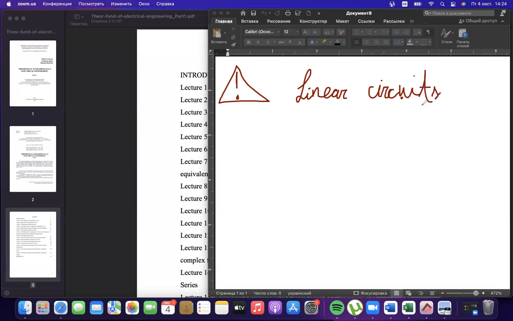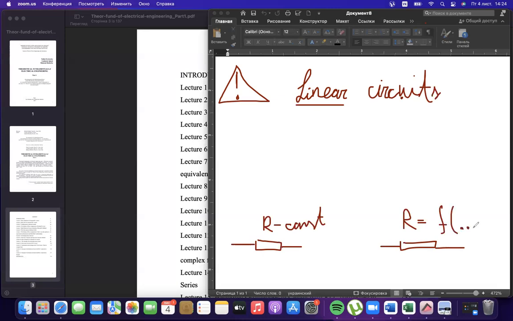It means that we know all resistances. At the beginning of our course, we discussed that if our resistance is constant, just a number, then it's called linear. If our resistances are a function of any other parameter, for example temperature or current or voltage or any other thing, any function, that is called nonlinear.